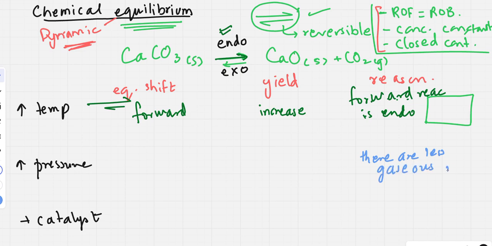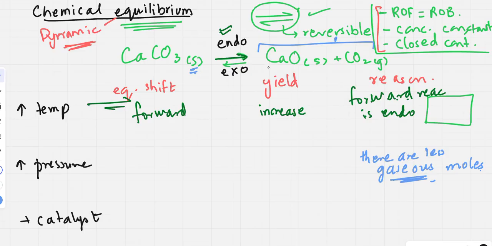How would you know that there are fewer gaseous moles? Because you see, this S over here means solid. This G over here means gas. And if there is an L like that, that means it's a liquid. So you will only count the gaseous moles, that's it. So if we look at this end over here, it has one gaseous mole.